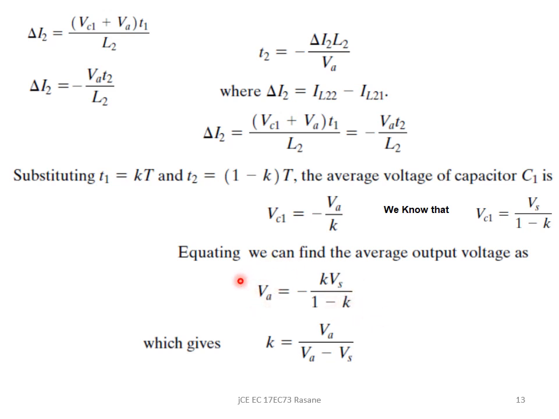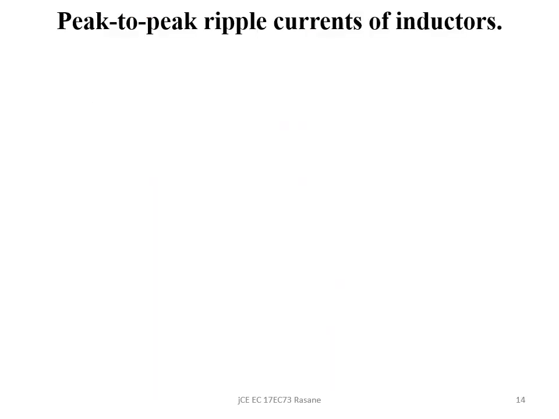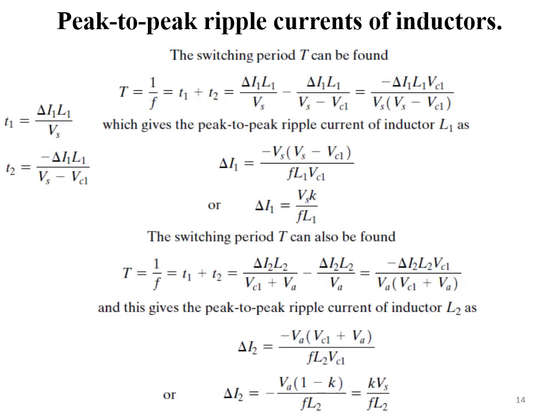Note that VA is the output DC voltage, Vs is the input, and K is the duty cycle of the chopping frequency, which is equal to T on upon capital T. So now let us move ahead with peak-to-peak ripple currents of inductors. The switching period is capital T, where T is equal to 1 by F, which is nothing but the summation of T1 plus T2.